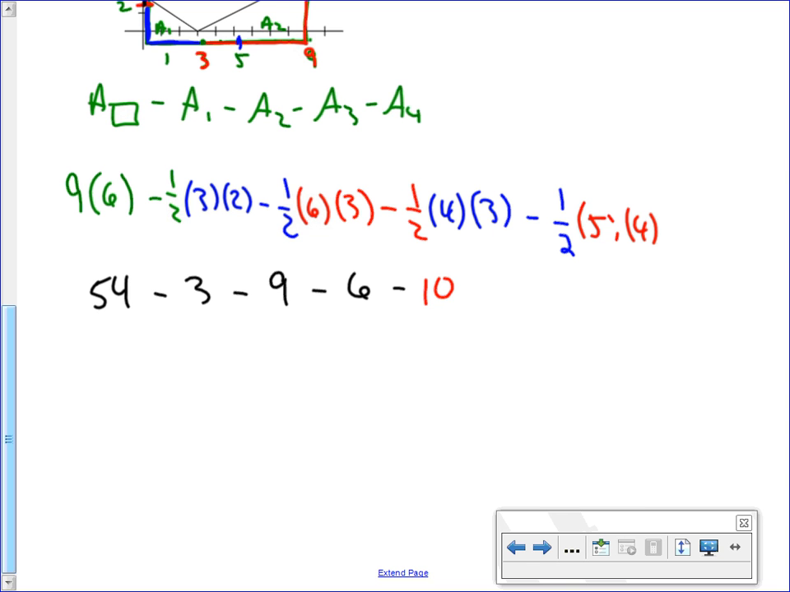And again, you got your calculator. So just pick up the calculator and do your arithmetic on that. And I forgot to do that before I made my notes up. All right. 54 minus 3 minus 9 minus 6 and minus 10. And I get an area of 26.